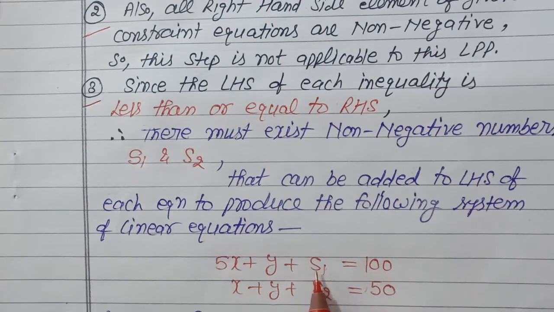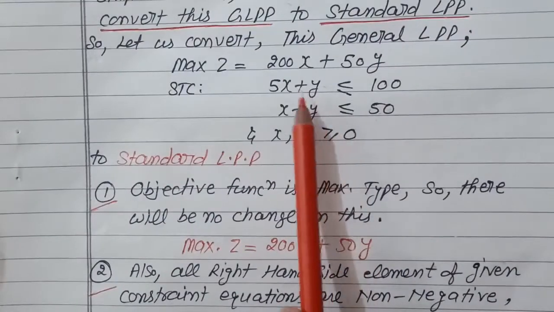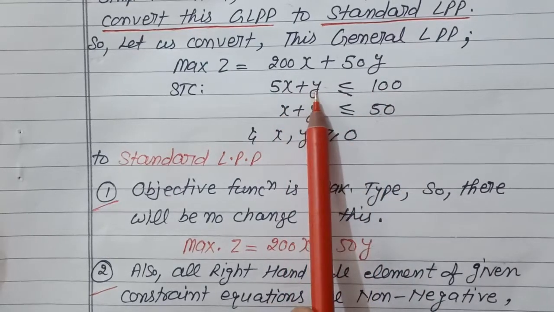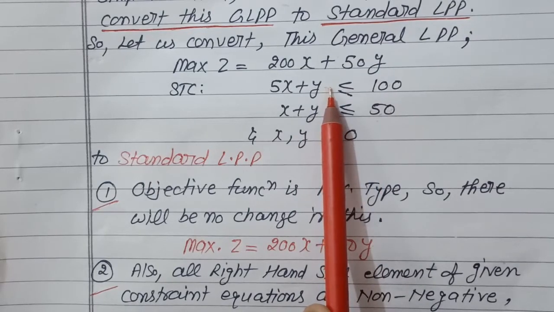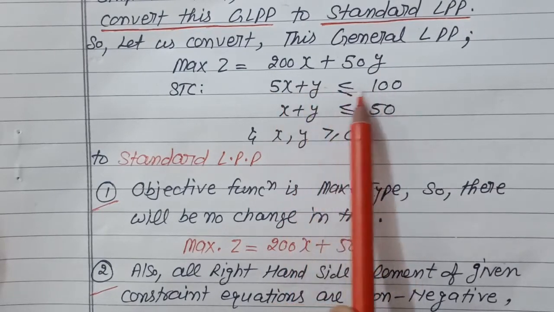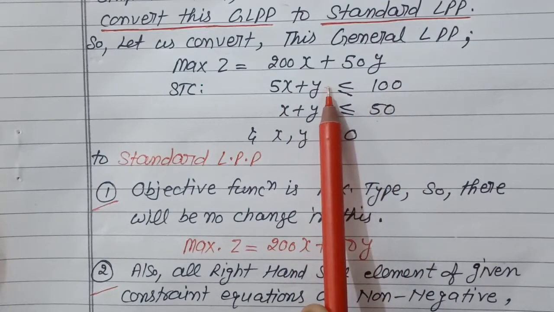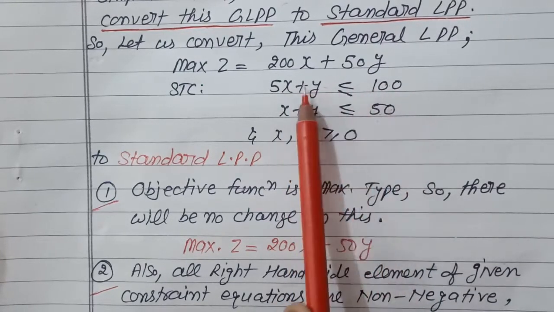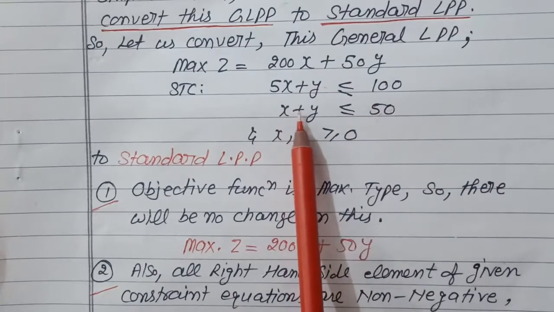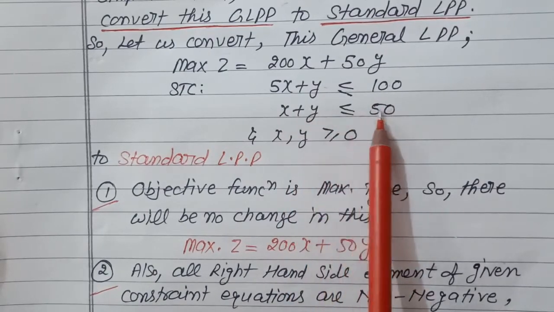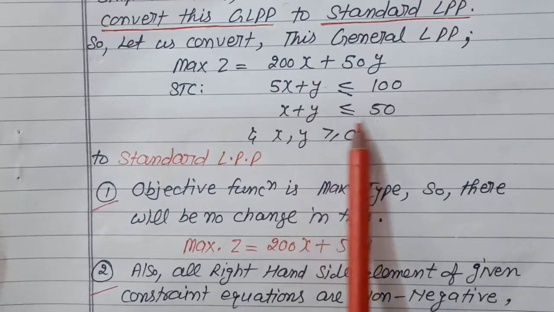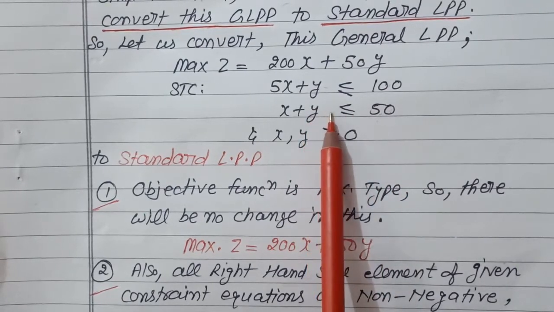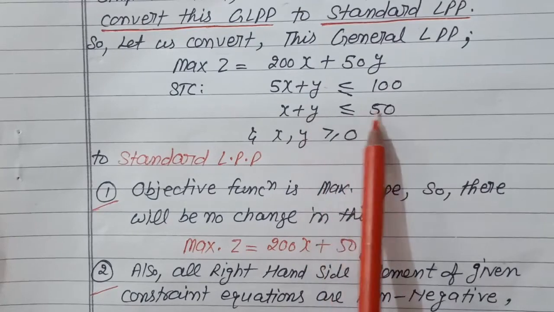Now this S1 is a non-negative variable. For example, if in the constraint 5x plus y is equal to 100, then the value of S1 will become 0, and if 5x plus y is less than 100, then the value of S1 will be exactly equal to the difference between these two values. Similarly we have to convert this equation also to an equality. Again this is a less than or equal to type of equation, so we have to add another slack variable to this side so that these two sides will become equal.